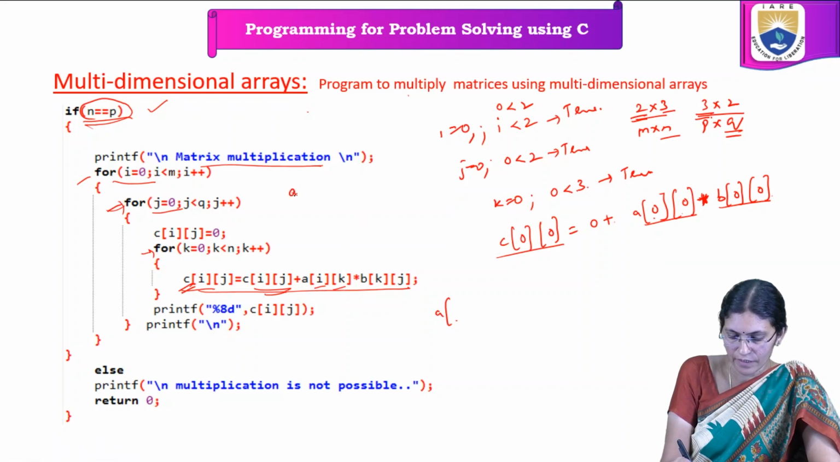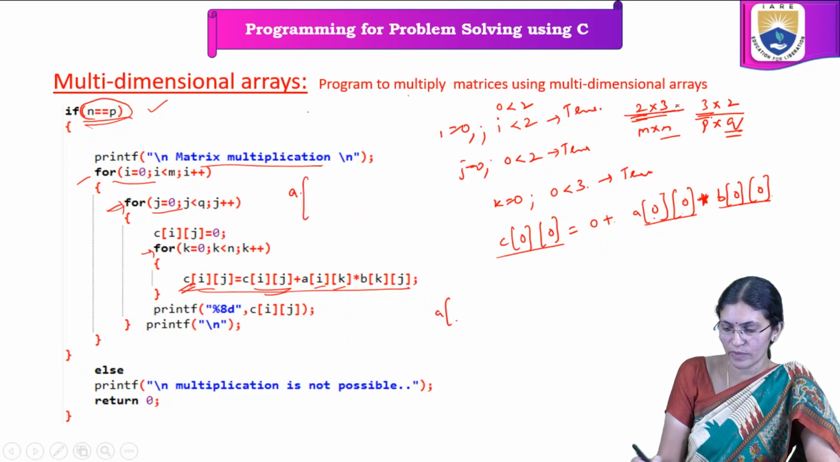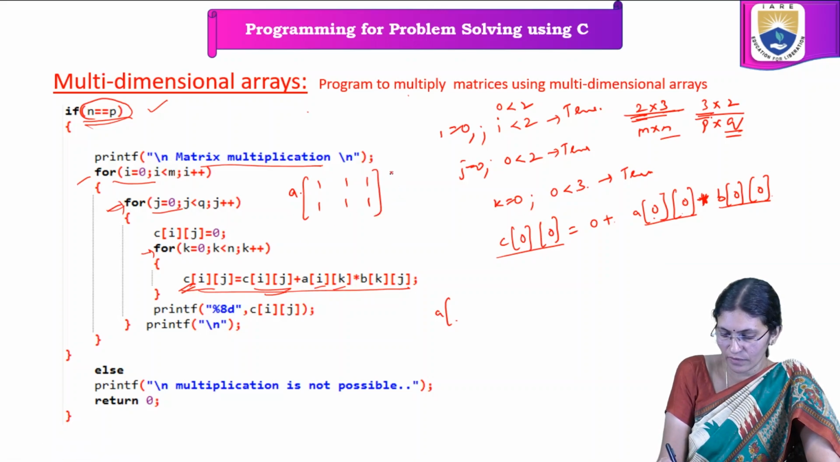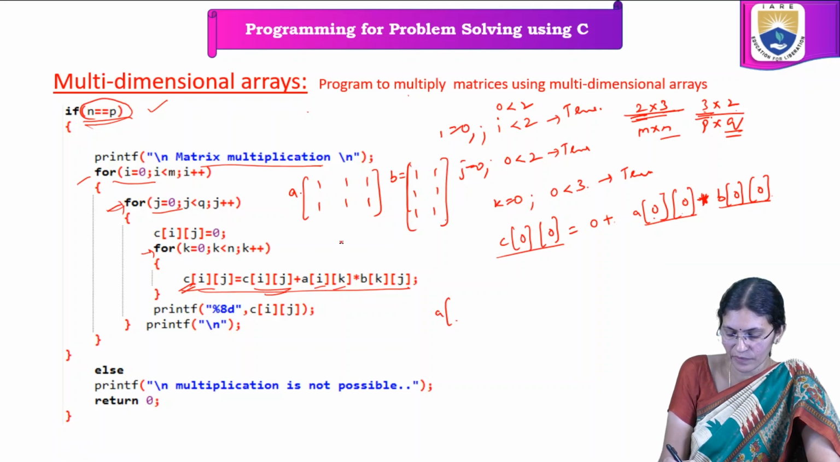Suppose we have a matrix A. Its dimension is 2 by 3. That means 2 rows and 3 columns, all elements 1. Another matrix B you have. Its dimension is 3 by 2. 3 by 2 means 3 rows and 2 columns, with all elements 1. So matrix multiplication can be done this way. This and this will be multiplied. The first element of the resulting array will be 1 into 1 plus 1 into 1 plus 1 into 1. That is equal to 1 plus 1 plus 1, which is 3.